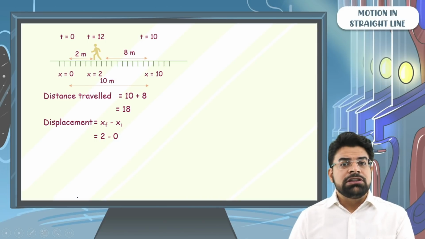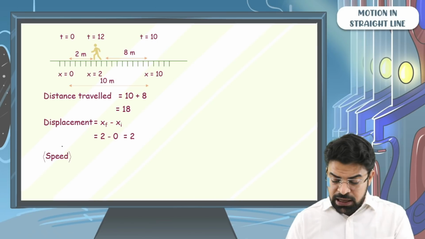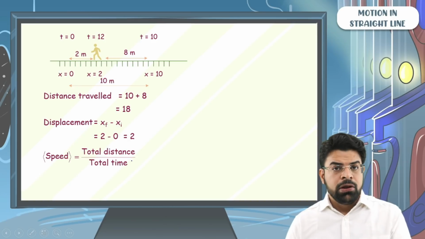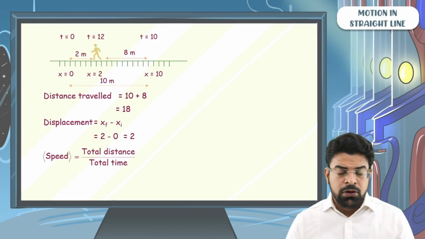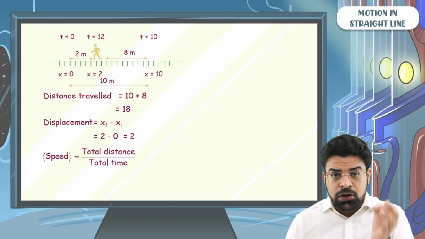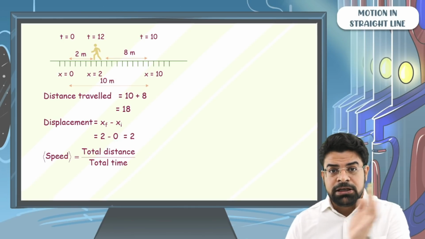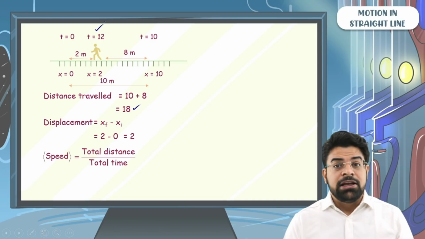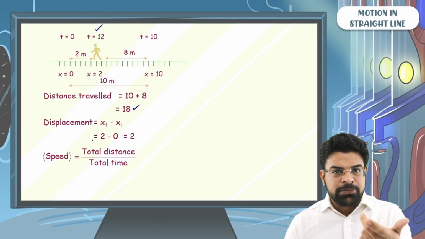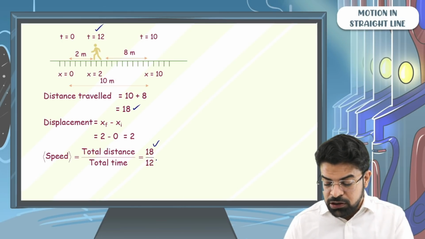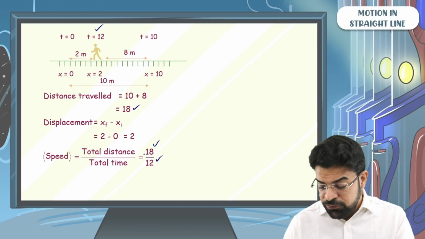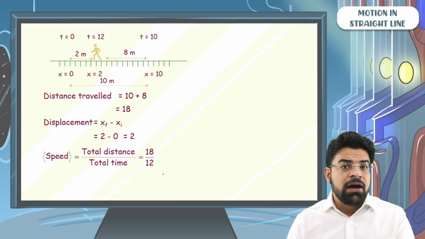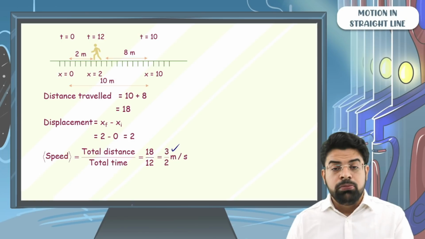Now they can ask you, what is the average speed? You know that the average speed is nothing but the total distance traveled upon total time taken. The person first moves 10 meters forward, then the person moves 8 meters backward. So the total distance traveled by this person is 10 plus 8, that is 18. The total time taken is 12. What will be the average speed? Average speed will be total distance traveled upon total time taken. That will be 18 by 12. If you cancel them out by a factor of 6, you get 3 by 2. So we can say that the average speed of this person is 3 by 2 meter per second.